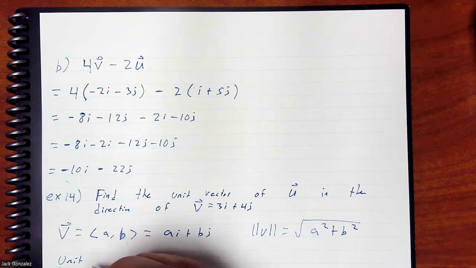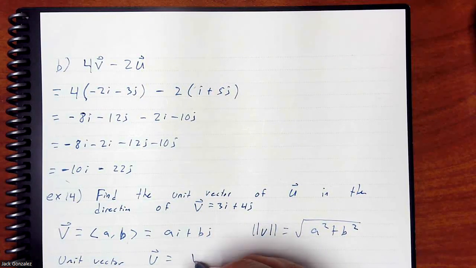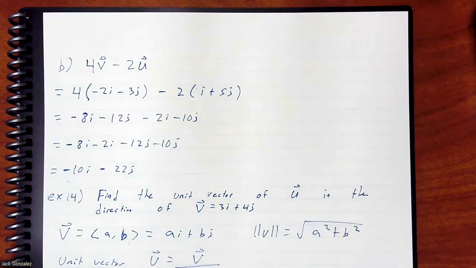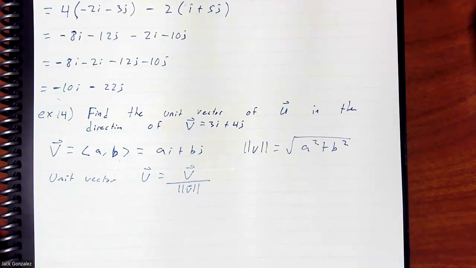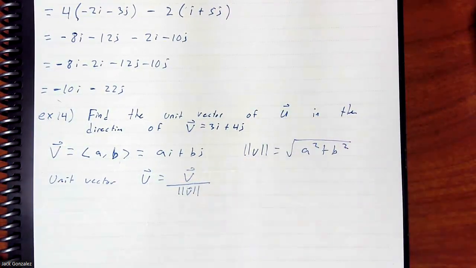And unit vector u is equal to v divided by its magnitude. That's all they mean by unit vector. Find the magnitude of the v they're talking about and divide it into it, with that same magnitude.